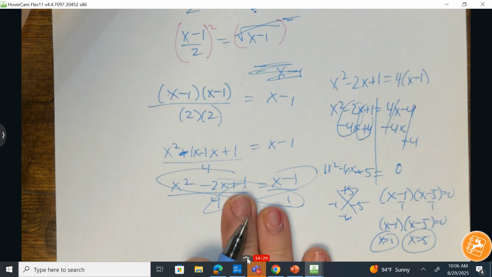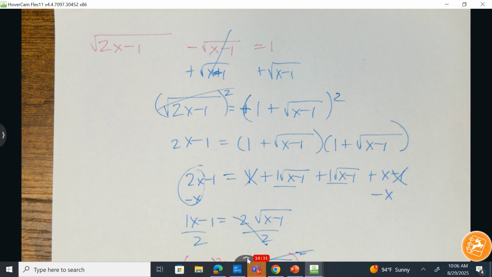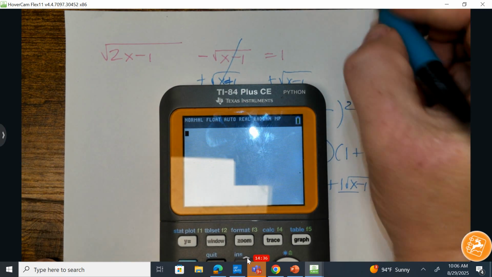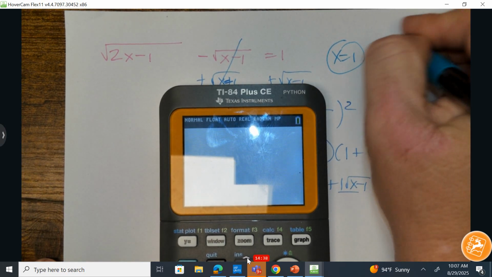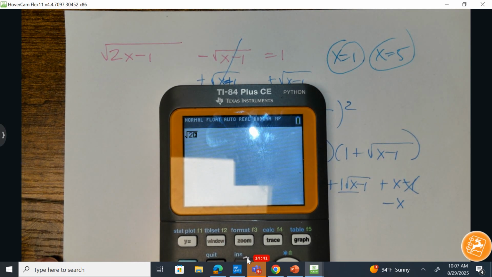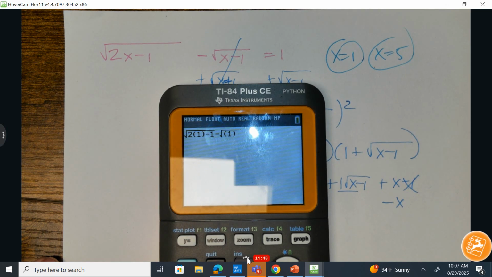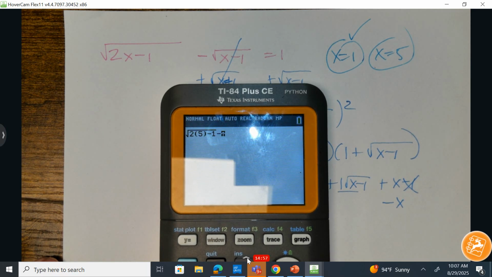Now, that doesn't mean those are right. So I'm going to come back up here, and I want to check positive 1 and positive 5. x equals 1 and x equals 5. I have to verify. We have the square root of 2 times 1 minus 1, subtract the square root of 1. Subtract 1. And let's see, does that equal 1? It does. That means this works. Let's now try 5. Square root of 2 times 5 minus 1, subtract the square root of 5 minus 1. Does it equal 1? It does. They both work.